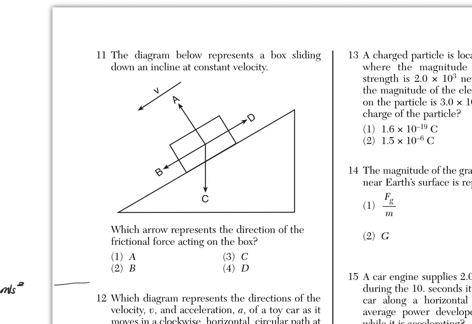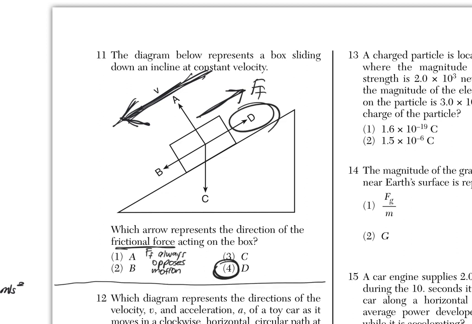Okay, so we have ourselves a ramp question, and it says a box is sliding down the ramp, and it says, which way does friction go? Friction will always oppose motion, so if the velocity is down the ramp, that's the sketchiest arrow I've made in my life. If the velocity is down the ramp, the friction is going to be up the ramp, and so the friction is going to be D, choice 4.